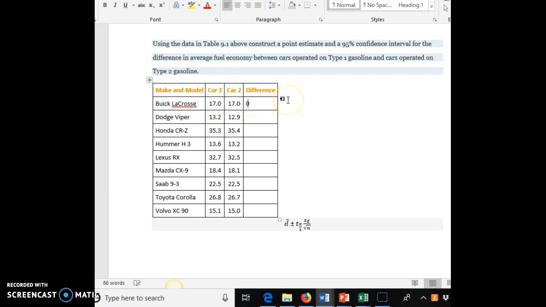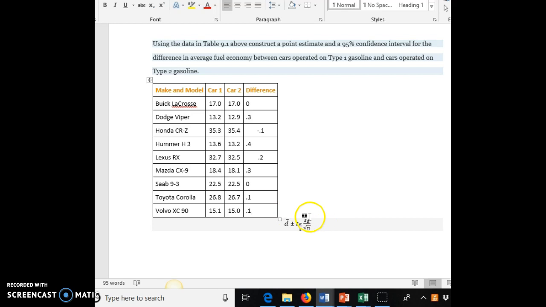So 17 minus 17, this difference is 0. Here we'll have 13.2 minus 12.9. And notice we're going from left to right every single time. So 35.3 minus 35.4 is negative 0.1 in this instance. 13.6 minus 13.2 is 0.4. 32.7 minus 32.5 is 0.2. This one will give us 0.3. This is 0 again. 0.1 and 0.1.